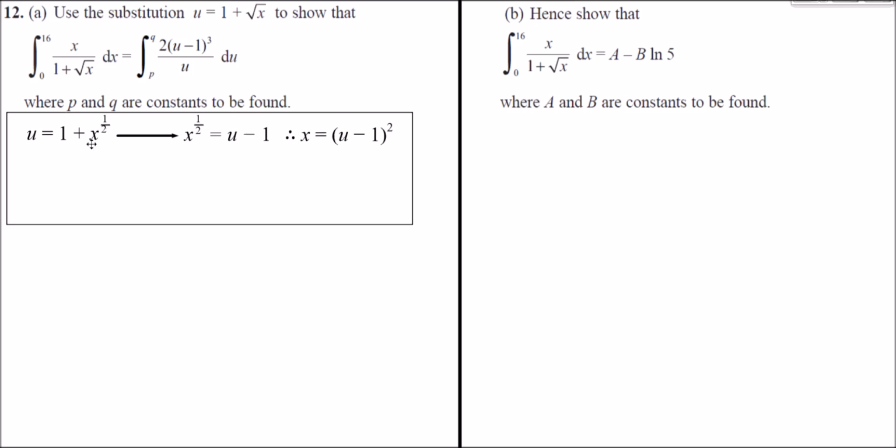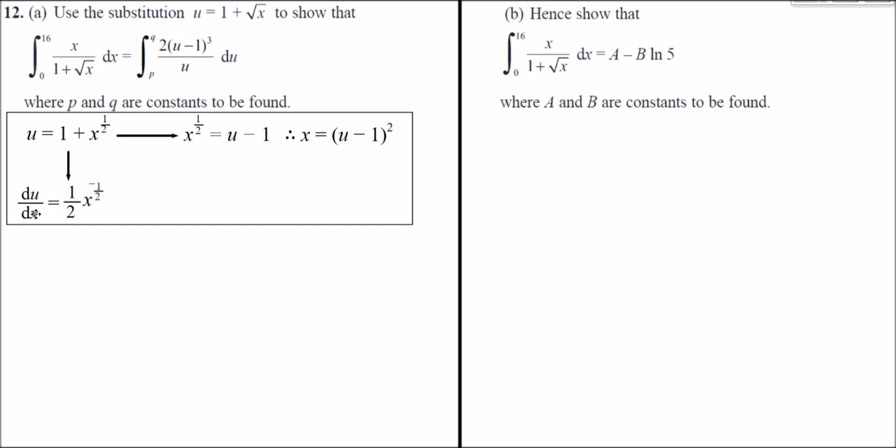One thing I'll always need to do as well would be to take the derivative of du by dx. So if I differentiate u with respect to x, obviously the 1 will disappear. x to the half will become half x to the minus half. I can then take this expression and rearrange this to see what dx is in terms of du.